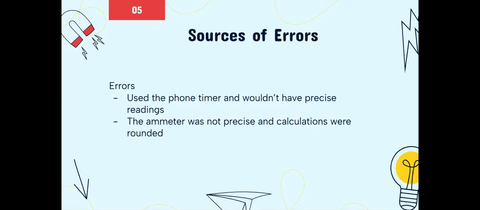And our sources of error that could have happened are that we used a phone timer. Since we used the phone timer, it wouldn't have precise readings, and our ammeter also could not have been precise, and our calculations around it. And these greatly affect our readings.